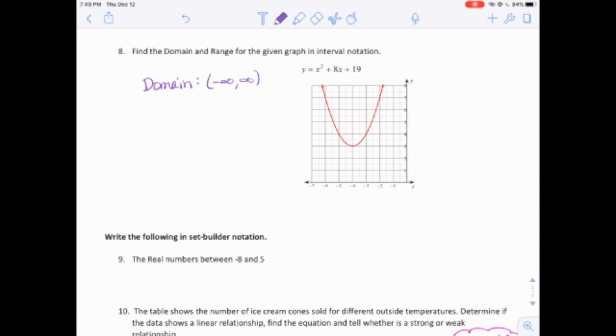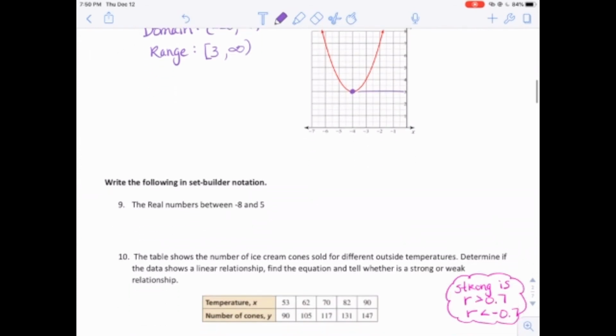All right, range is going to have to do with whether we have a maximum or minimum point and where it's at. So we have a minimum point here. So that's going to be the low end or the smallest number of our range at a y value of 3. Remember, when we're looking at a point on a graph, it's included. So we're looking at bracket. And then our arrows are pointing up, so we're going towards infinity. So domain and range are given here in interval notation.